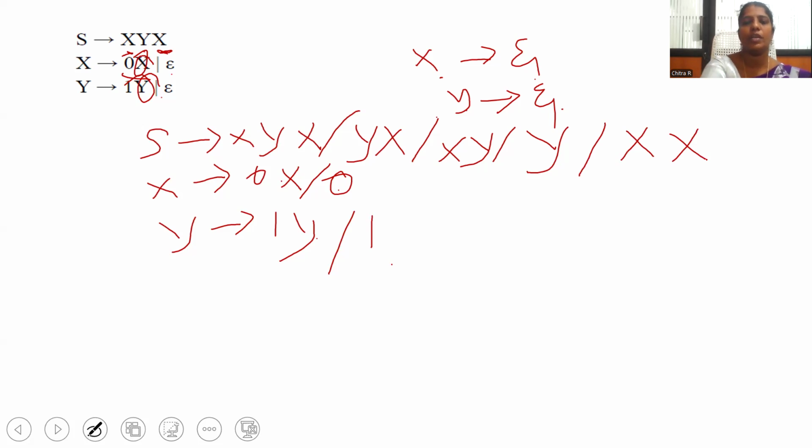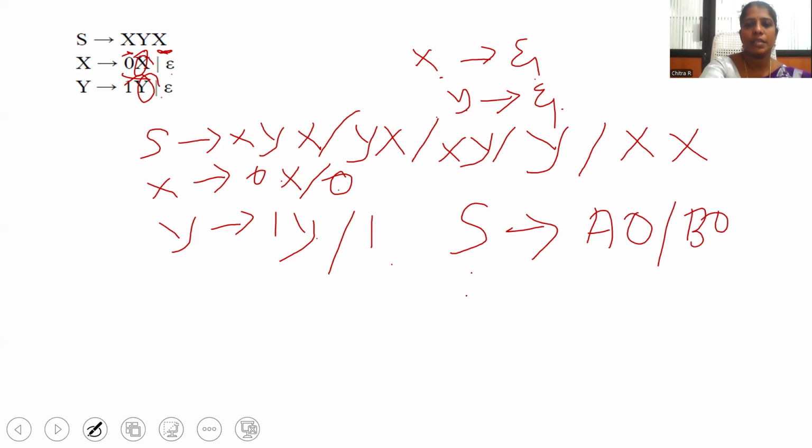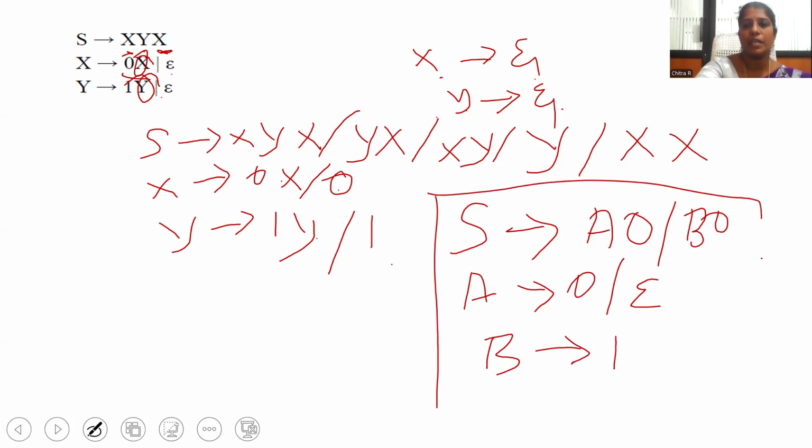I'll give another small example. For example, consider S tends to A0/B0, A tends to 0/epsilon, and B tends to 1. Consider this production. In this production, what is the epsilon production? A tends to epsilon is the epsilon production.